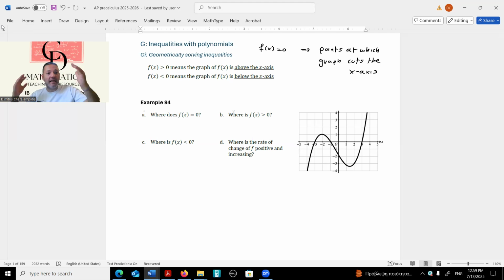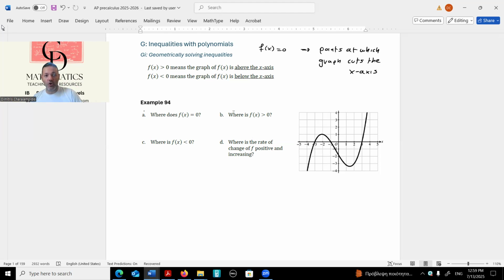Similarly, f of x greater than 0 means all those points for which the graph is above the x-axis. And finally, f of x less than 0 means all those points, all those input values, all those x values for which the graph is below the x-axis. Once again, f of x equals 0 means where the graph is exactly on top of the x-axis, where it intersects the x-axis. F of x greater than 0 means when the graph is above the x-axis. And f of x less than 0 means when the graph is below the x-axis.